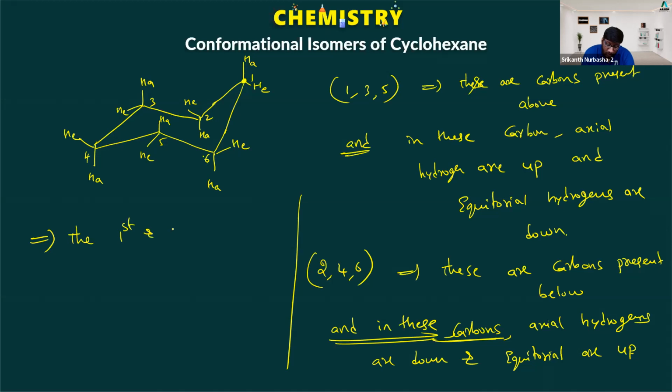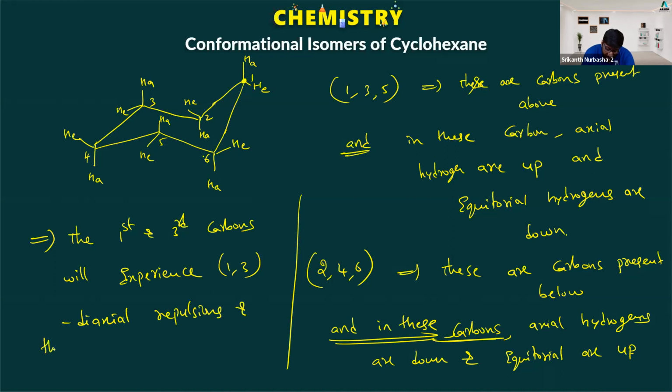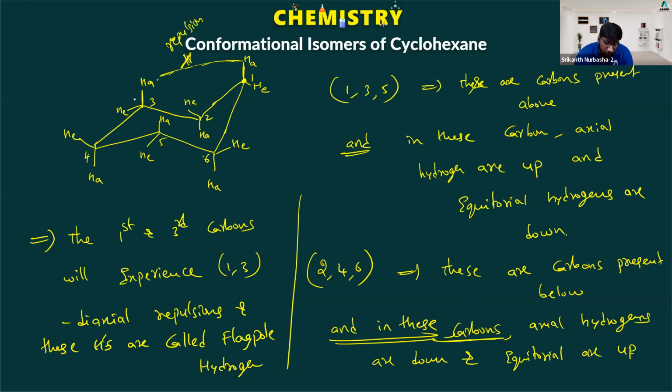the first and third carbons will experience 1,3 diaxial repulsions, and these hydrogens are called flagpole hydrogens. Whatever the hydrogens we have on the third carbon atom and the first carbon, they are going to experience more repulsion. Because of that repulsion, whatever bulky groups we have, we should not place them on the first and third axial positions. Is that clear or not? Yes, sir. Okay.